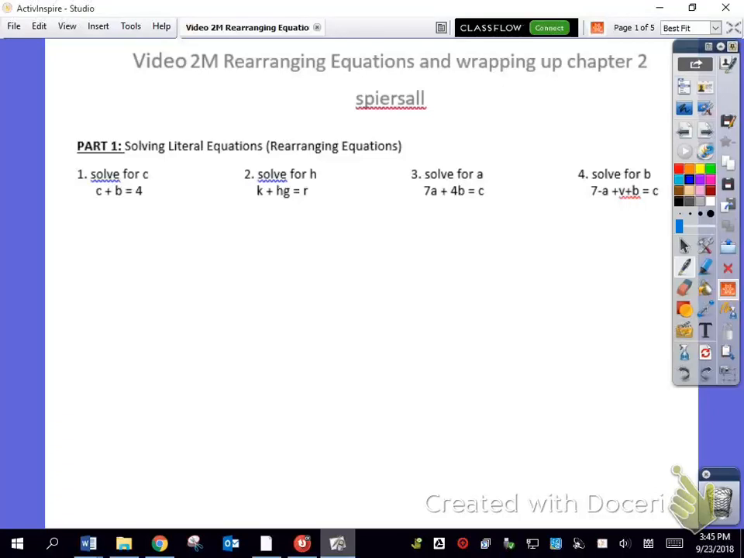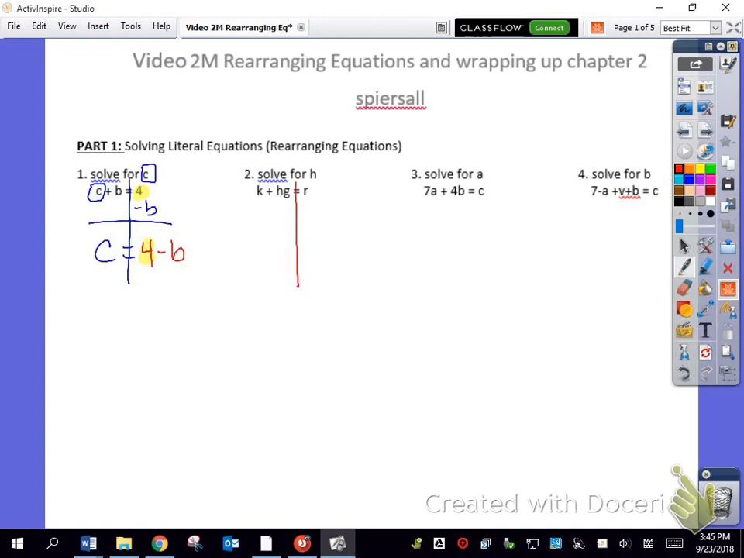Okay, so 2M, we're just going to be rearranging and wrapping up chapter 2. So remember little equations, find out what you're solving for, C. So the opposite of adding B is to subtract B. So C equals, and start from the top. So you're going to start with 4 first. So you're going to write 4 minus B.